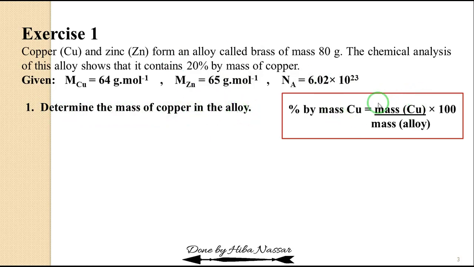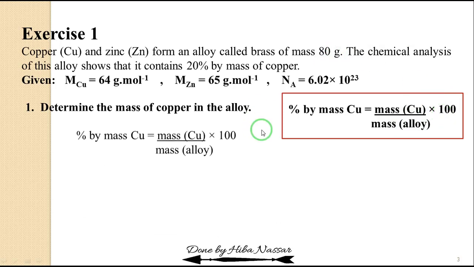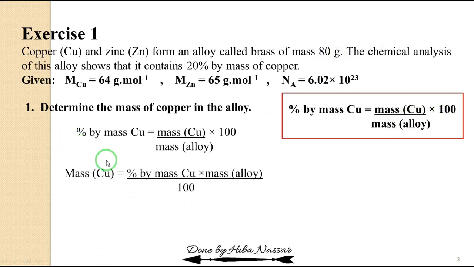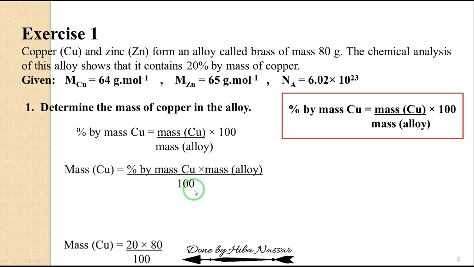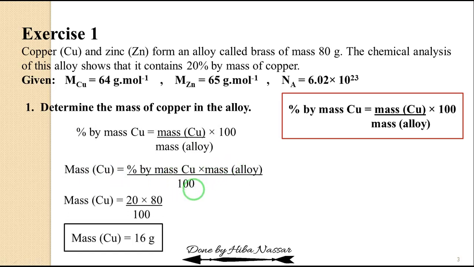We are going to use this formula where the percentage by mass of copper is equal to the mass of copper divided by the total mass of the alloy, which is equal to 80 gram, times 100, since it is a percentage. So here we can deduce that the mass of copper is equal to the percentage by mass times the total mass of the alloy divided by 100. So you will find that the mass of copper in this alloy is equal to 16 gram.